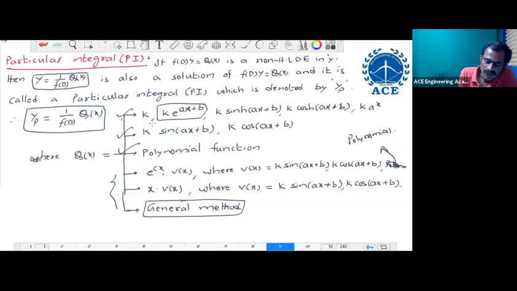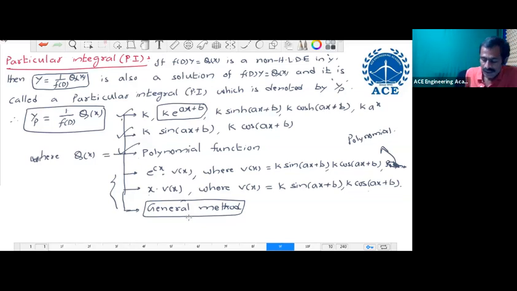A constant, exponential, next sine, cos, and polynomial. That's all. No other question from all these. So if you know the first three, we can do the next two also, that is exponential into v, x into v only. I will discuss one by one separately. The first one is case 1, second case 2, third case 3, then case 4, case 5. The first five methods are shortcut methods, and the other method is the general method.